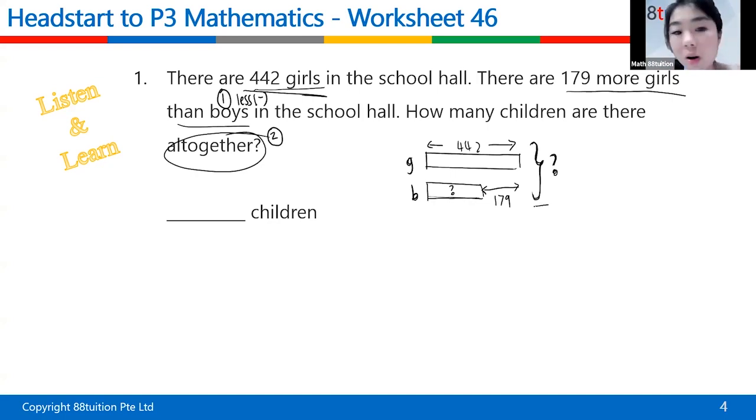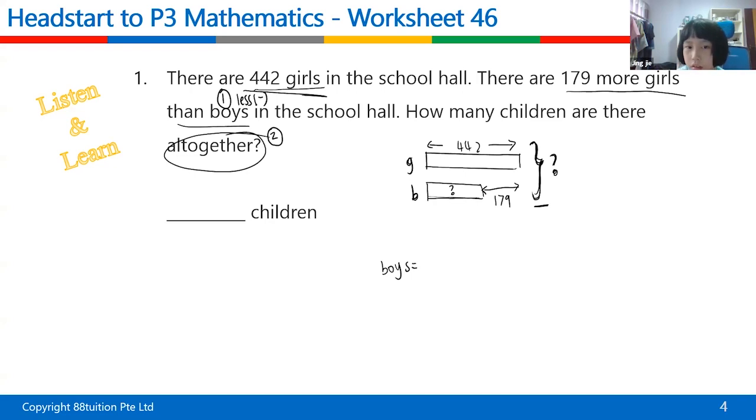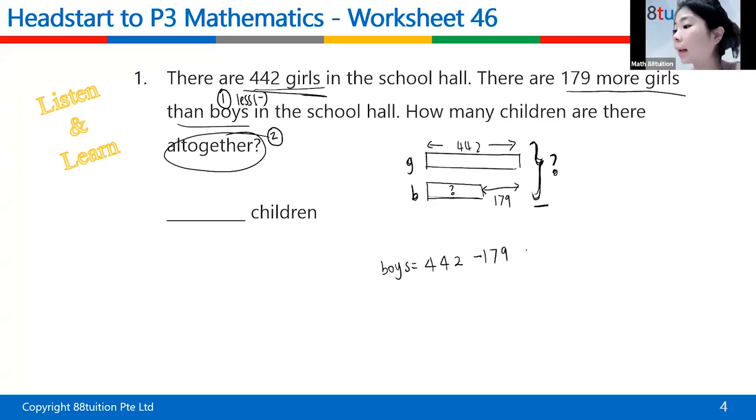Have you seen this curly bracket before? Yeah. Okay, so basically the curly bracket is girls plus boys. Okay, first step, to find the number of boys, what do I need to do? What numbers do I use? You need to minus the girls, and that means it's 442 minus 179. Very good. So I take the number of girls minus the difference, correct? So 442 minus 179.